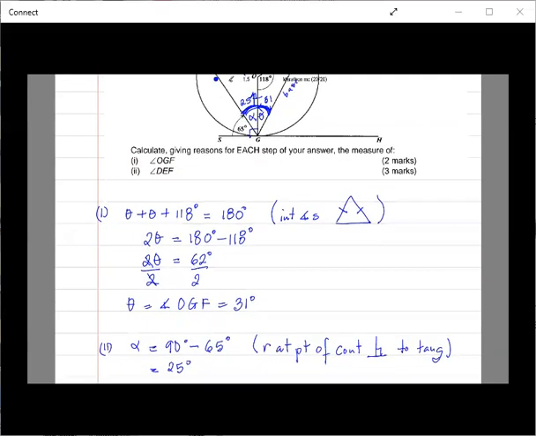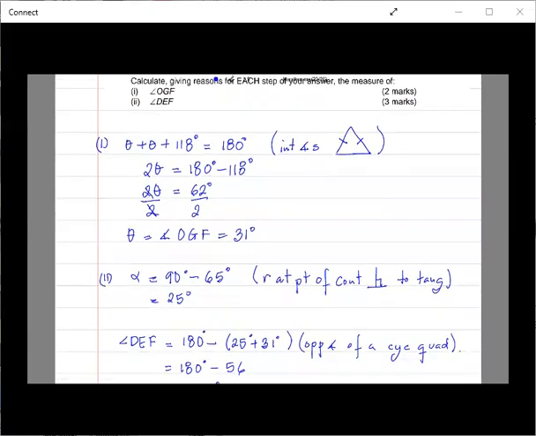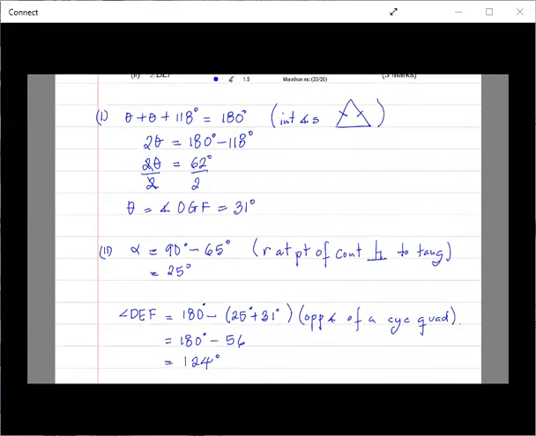So that is our final answer and the end of the question. And the angle DEF is equal to 124 degrees.